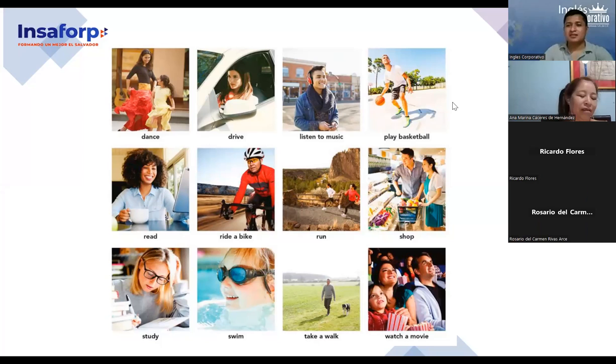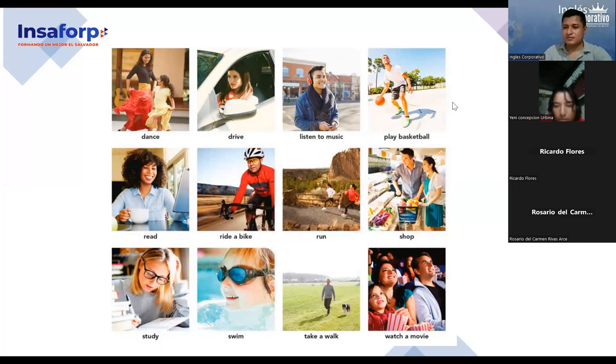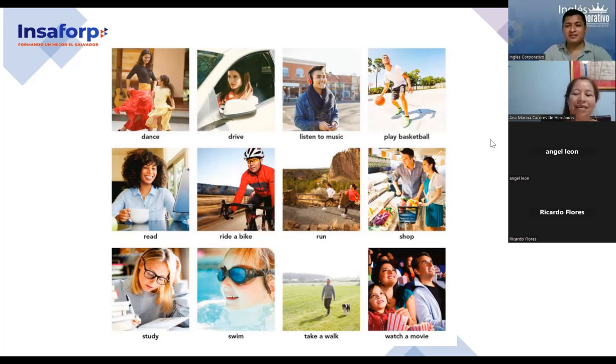What is dancing? Excuse me? What is dancing? Something like that. Ricardo? What is she doing? Almost there, Ricardo. Tiene como el 90%. Pero solo le falta something. Okay. Just one little thing. Where is she dancing? No, Ana. In that case, no, porque la respuesta solo es dance. No se podría, are you play basketball? No, it's picture number one. What is she dancing?